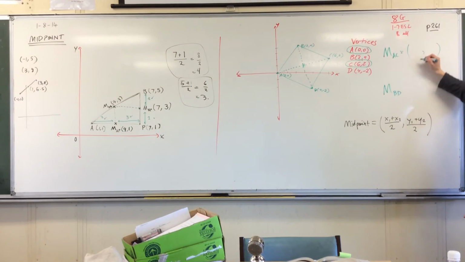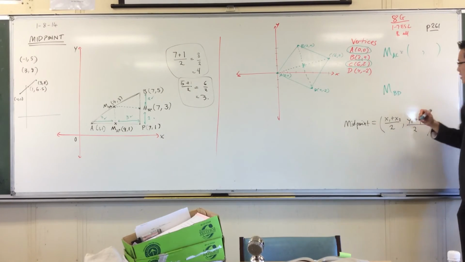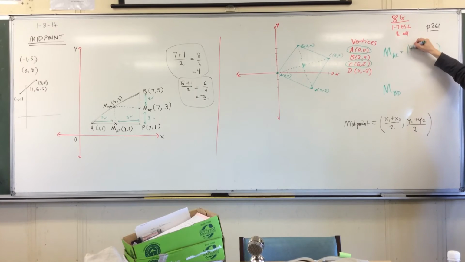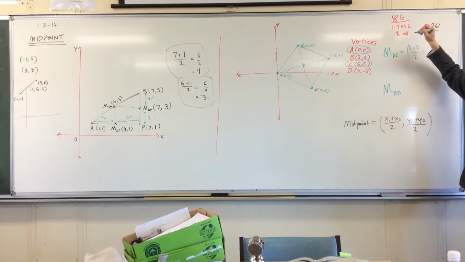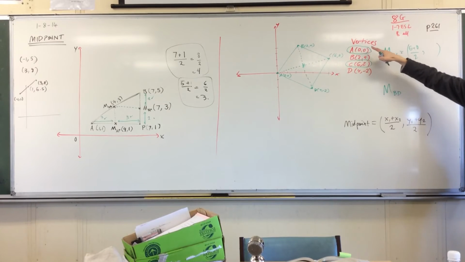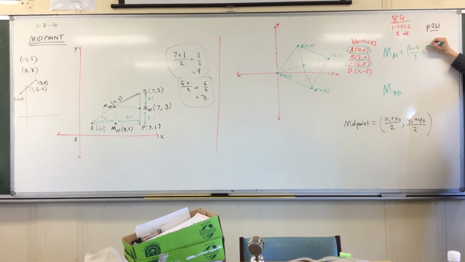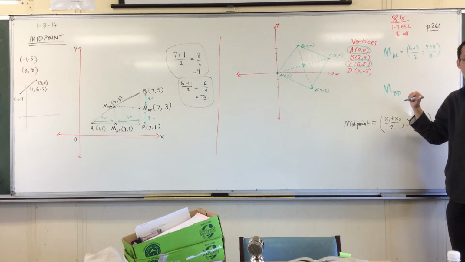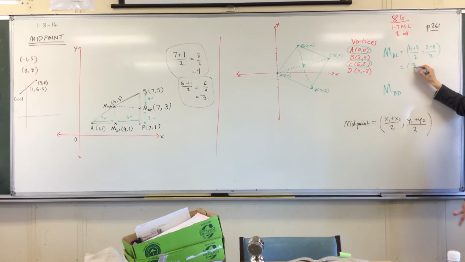I'm going to do the x's and the y's, right? So I've got 6 plus 0 on 2. That's x1 plus x2. Now I'll do y1 plus y2. That's 2 plus 0 on 2. You see that? And this brings us back to what Tom said, which is 3, 1.